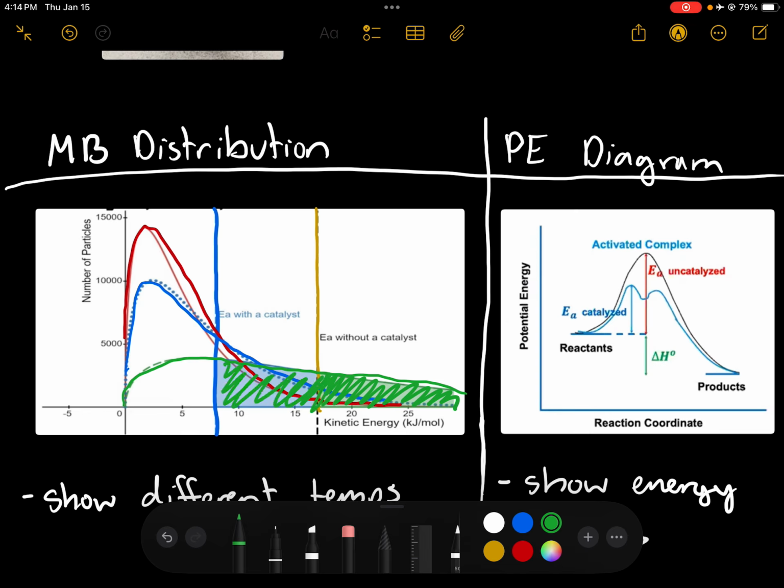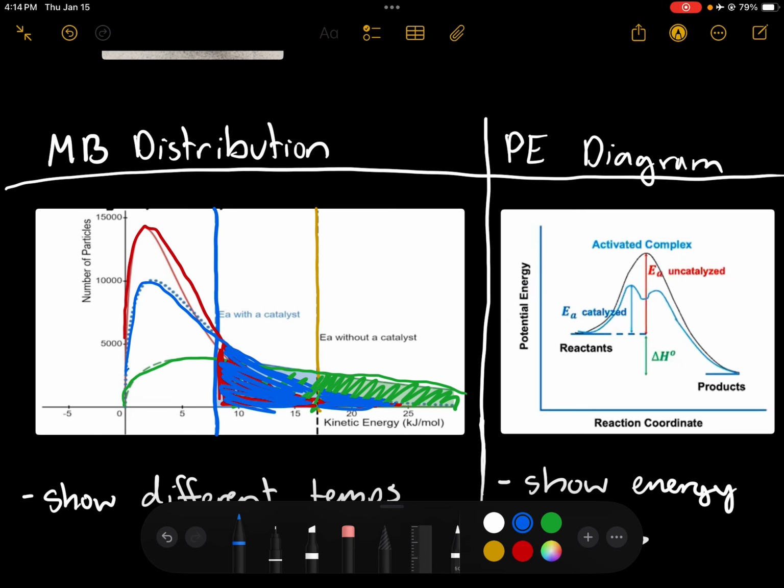Way more of them can react because what the catalyst has done is it's shifted down the energy requirement of the reaction. For the red one, the low temperature, there was barely any molecules that could have reacted originally. But with a catalyst, even at a lower temperature, now we have way more molecules that could achieve a successful reaction. And again, the same with the blue. We have all of these normally, but when we added a catalyst, it shifted so that more of them can react.